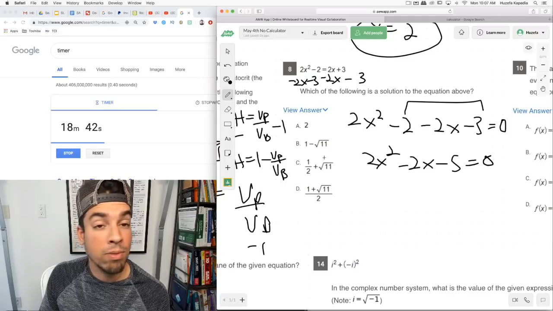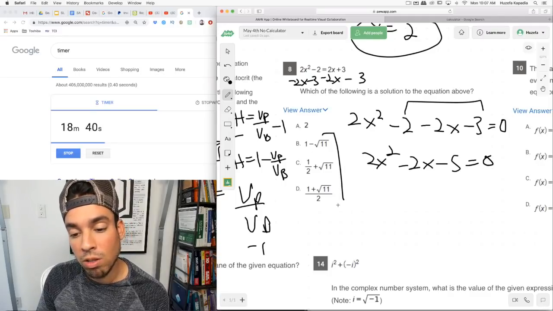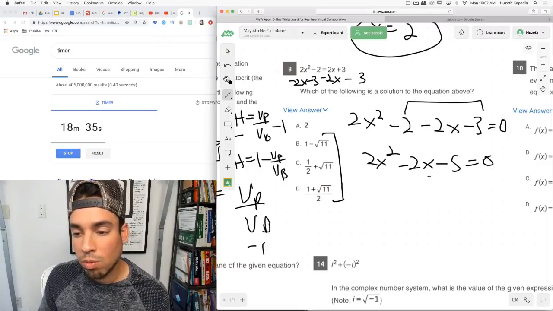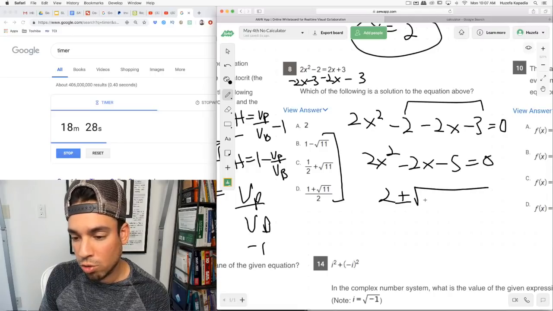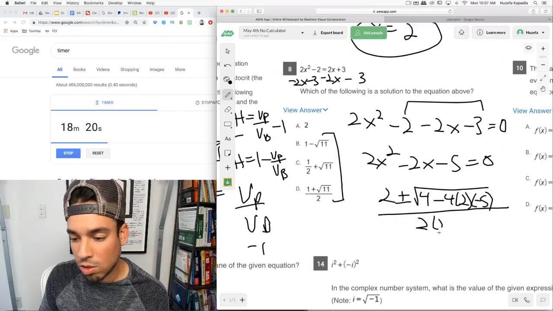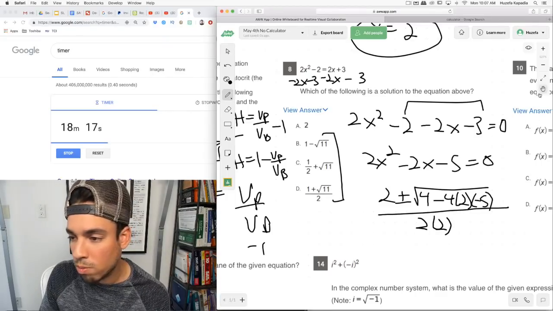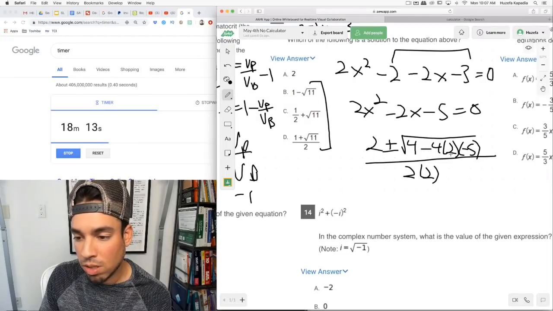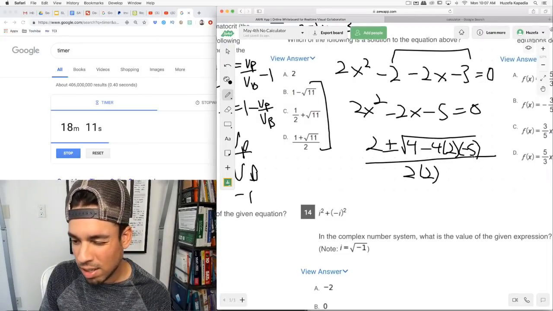And then, now my first instinct would be to factor, but I can look at these answers and just have an inkling that we probably should use the quadratic formula because of the roots in there. So what I'm going to do is I'm going to say negative b, which is 2, plus or minus the square root of b squared, which is 2 squared, which is 4, minus 4 times a, which is 2, times c, which is negative 5, all over 2 times a. I have a song for this if you have trouble remembering this. Hold on. And then 4 times 2 is 8 times negative 5 is negative 40.